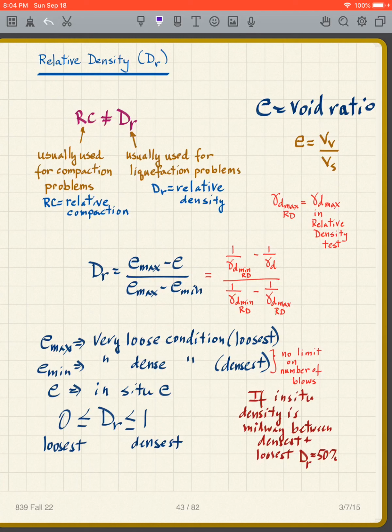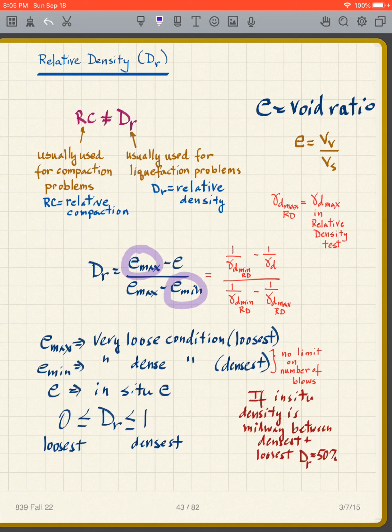We can have loose sand, loose gravel, dense gravel. So when we have loose sand, we have large voids. When we have dense sand, we have small voids. When we have loose gravel, we have big voids. When we have dense gravel, we have small voids. So this e max is when the soil is loose.